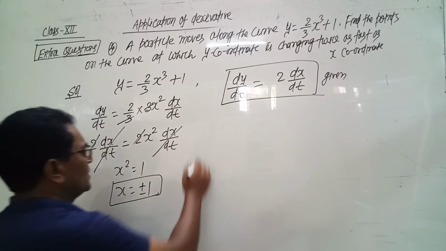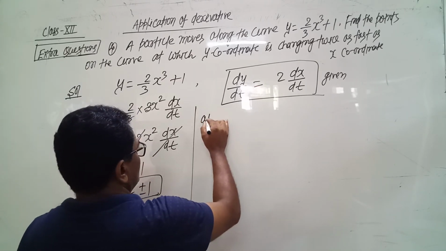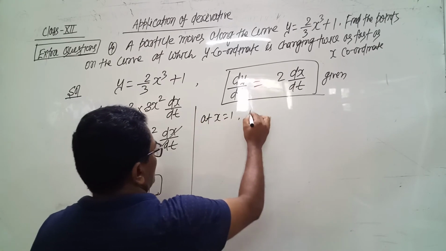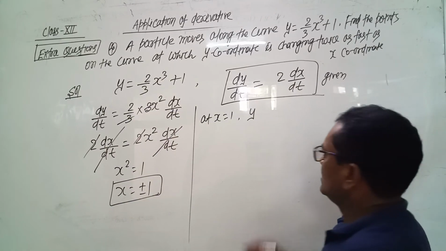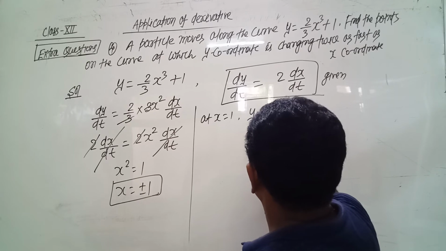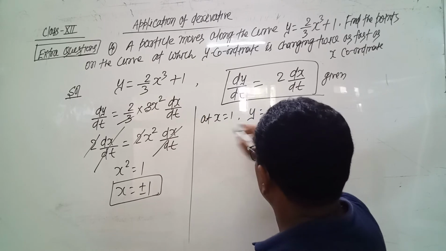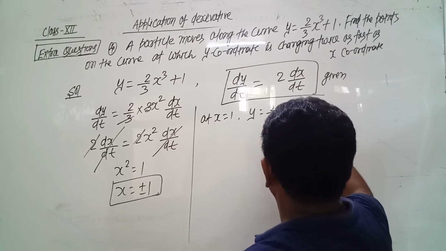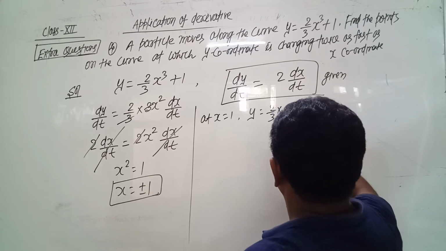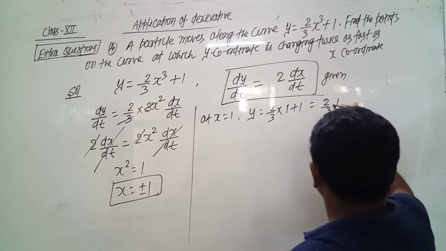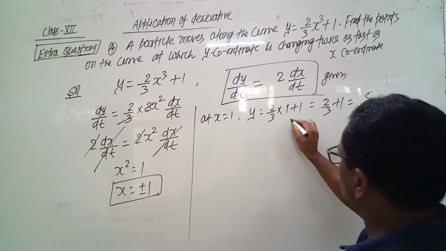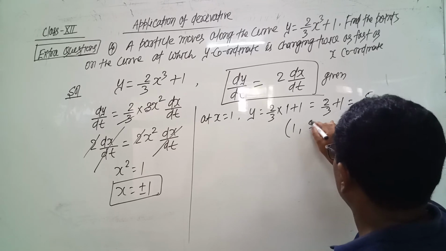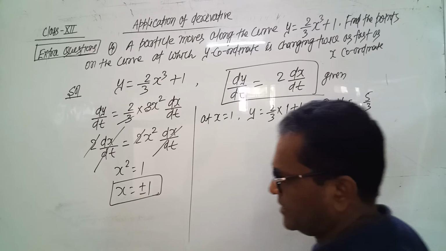Now at x equals 1, put the value of x in the equation of the curve. Y equals 2 by 3 into 1 cube plus 1. So it gives 2 by 3 plus 1, LCM 3, so 5 by 3. So the first point is 1 comma 5 by 3.